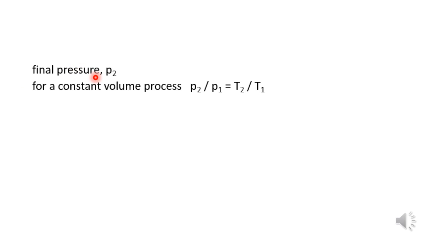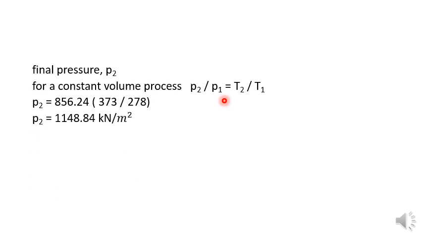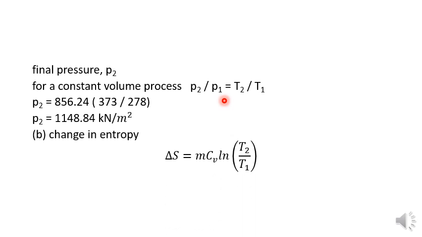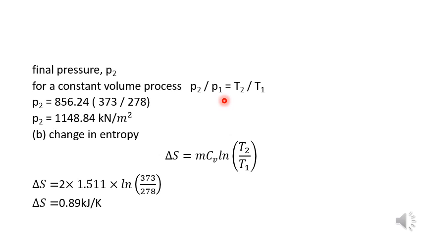Calculate the final pressure P2 for the constant volume process. P2 by P1 is equal to T2 by T1. So P2 is equal to 856.24 times 373 by 278. We will get the pressure P2 value. After that, the change in entropy delta S is equal to mCv ln T2 by T1, or we can write mCv ln P2 by P1 also. We will get the same answer. So students, you can try this with mCv ln P2 by P1. You will get the same answer. Delta S is equal to 0.89 kilojoule per Kelvin.